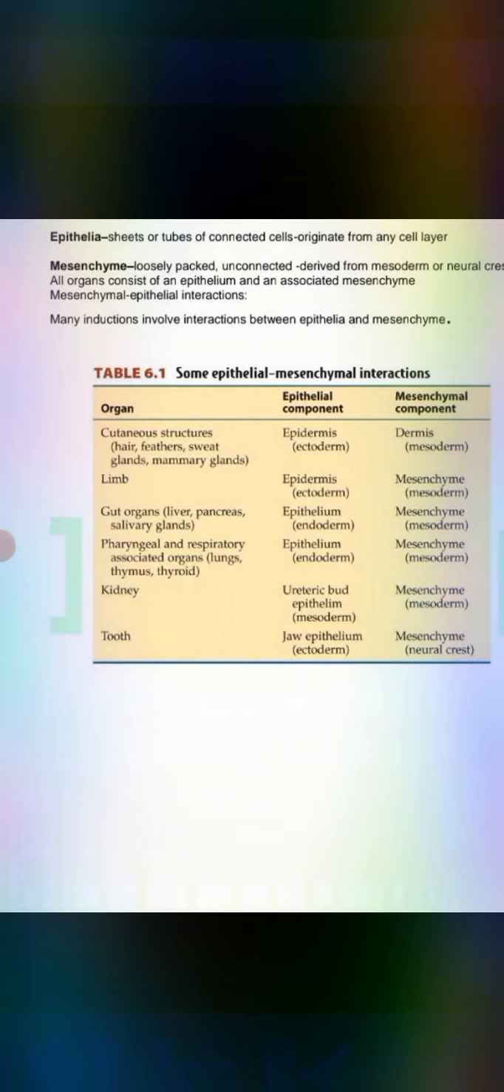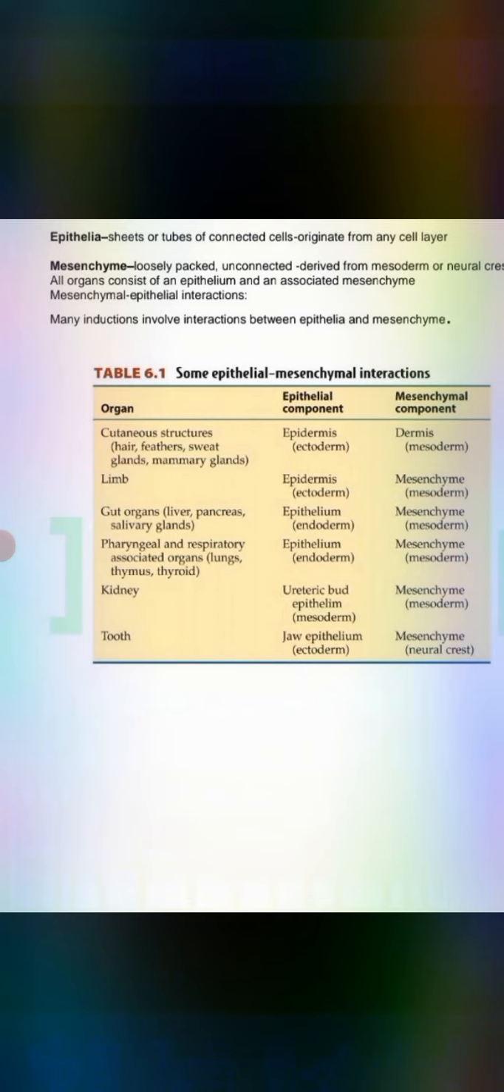Then moving to the pharyngeal and respiratory associated organs: lungs, thymus, thyroid. Here we can see the interaction between epithelium and mesenchyme. The epithelium is of endodermal origin and the mesenchyme is of mesodermal origin.